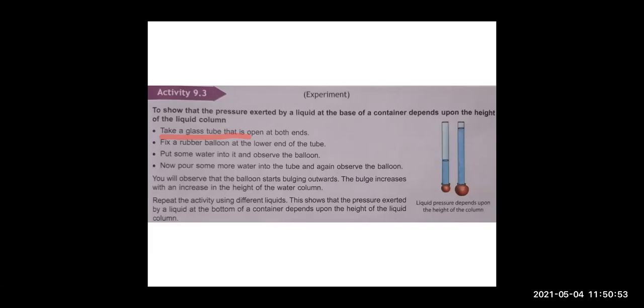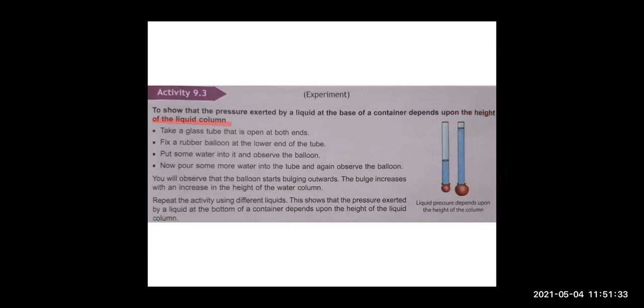So when you had filled the tube with half water, the size of the balloon was this. But when you increase the height of the liquid, then the balloon started bulging more. So the bulge increased with the increase in height of the water column. So what does this show? That with the increase in the height of the water column, जितना ज़्यादा पानी होगा उसके ऊपर, the pressure increases. So this activity shows you that the liquid pressure depends upon the height of the liquid column.